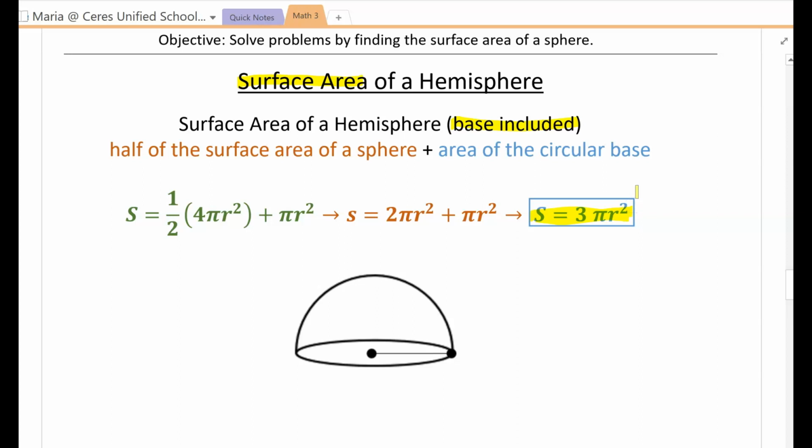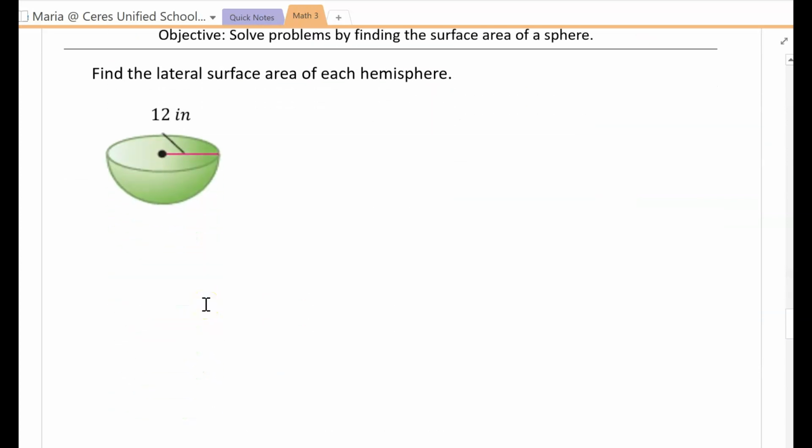Okay, so the difference between the surface area of a hemisphere and the lateral area of a hemisphere is, if you think about it, let's say you have a round Tupperware, and it has a lid on it. The one with the lid would be the surface area, versus the one without the lid would be just the lateral area, because you're not including the bottom, okay? But in this one it says surface area, meaning you do include the base. You're going to have a lid here. It's not going to be hollow, okay? So let's look at an example.